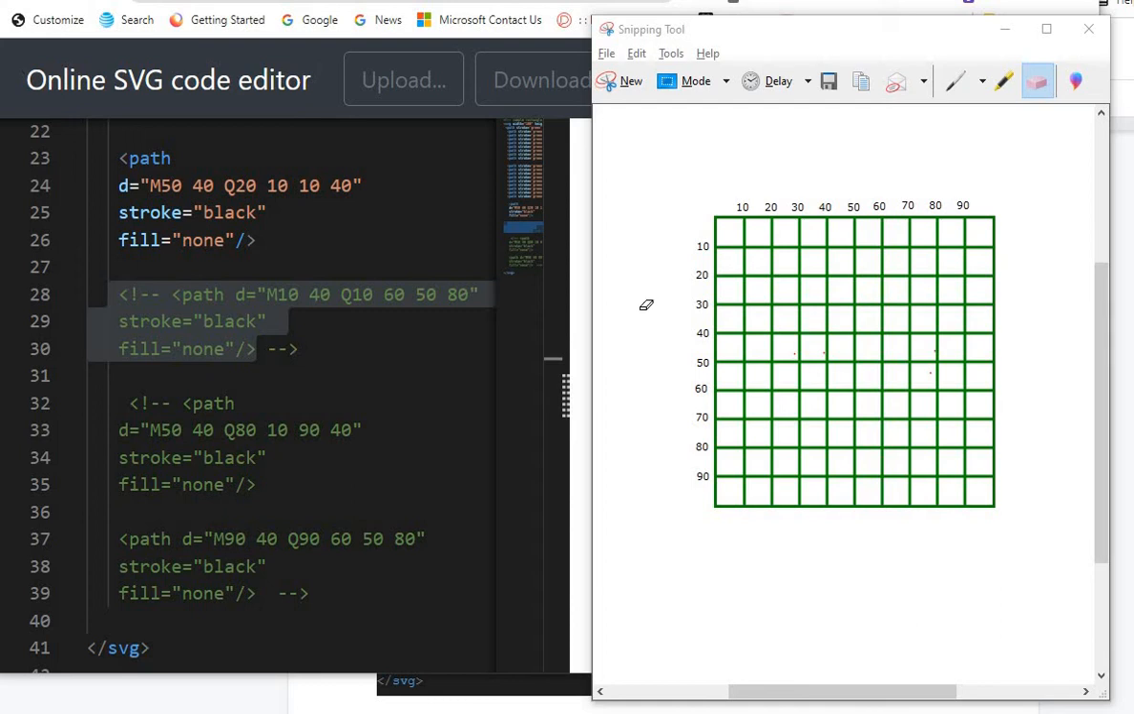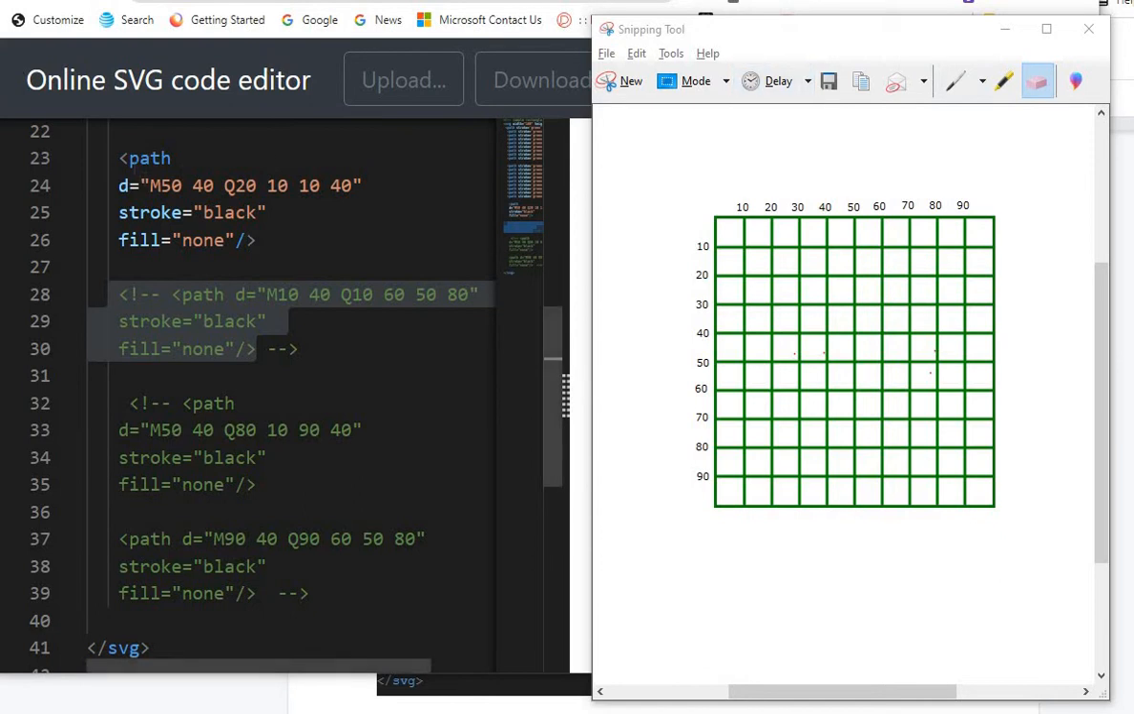So in this video I will show you how to draw a quadratic curve with the path element. Now quadratic curves are one of the curves that you can draw with the path element. The other two are arcs and the cubic curves. So let's see how it starts.